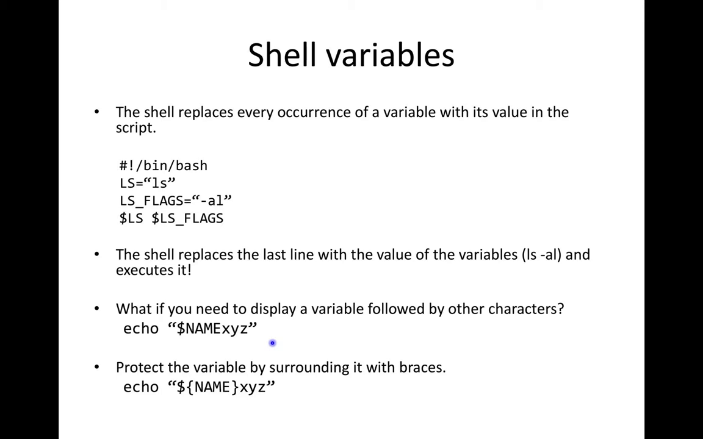In order to accomplish that, what I need to do is essentially protect this variable name. I have to sort of fence it off from the surrounding text characters. And I do that by surrounding the variable name with these curly braces. So now the interpreter will find the value of the variable called name, and when it prints it out, it'll print out that value followed by x, y, and z.